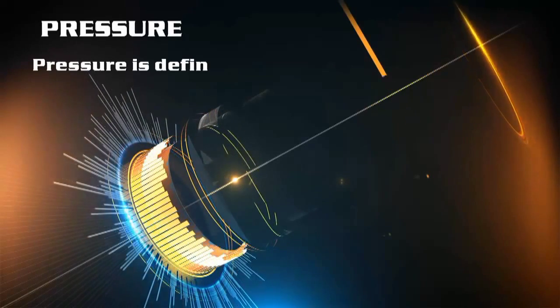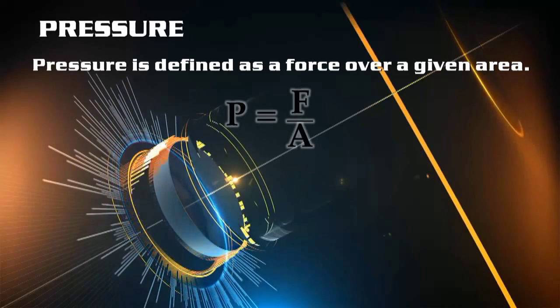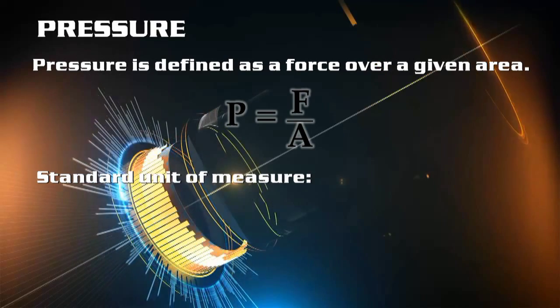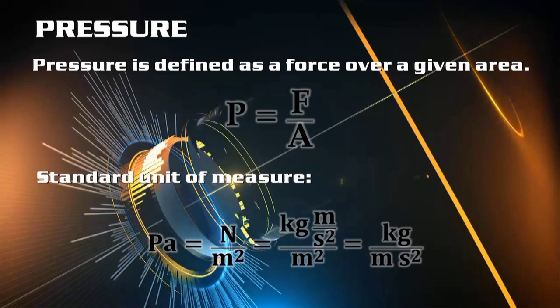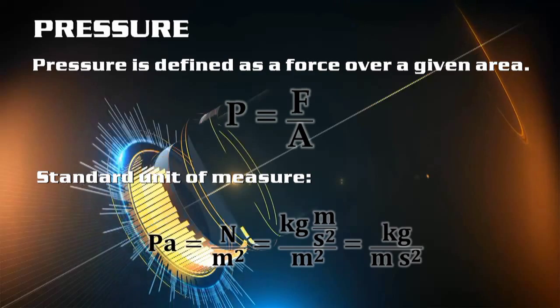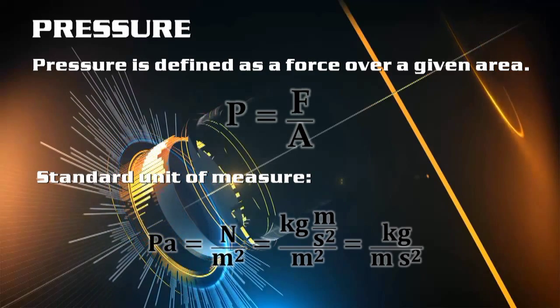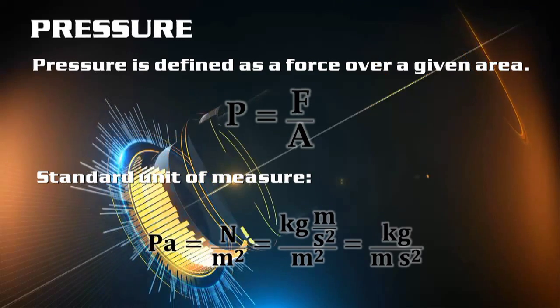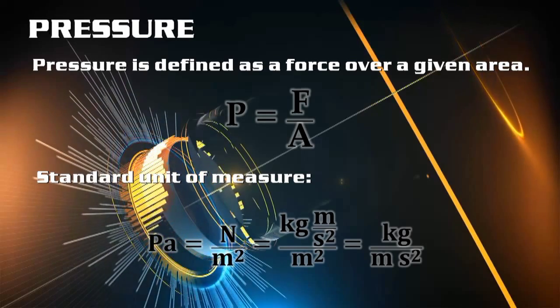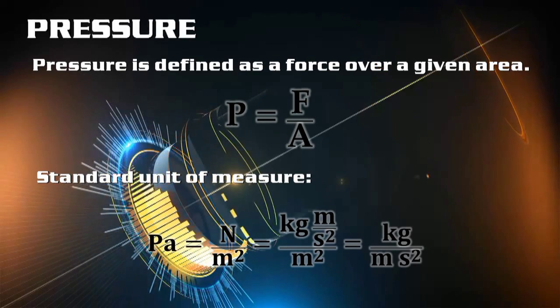So what is pressure? Pressure is defined as the force over a given area. The standard unit of measure for pressure is the Pascal, which is abbreviated as Pa. It is also the Newton per square meter, kilogram meter per second squared all over meter squared, and kilogram per meter second squared.